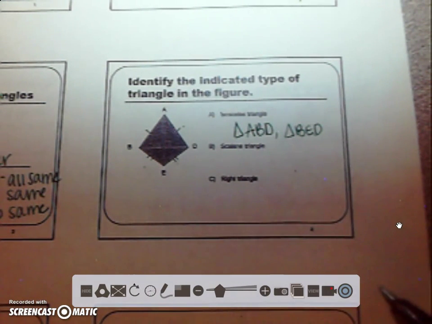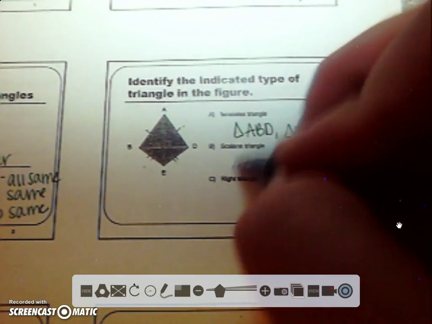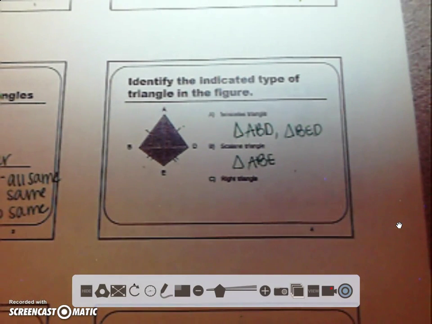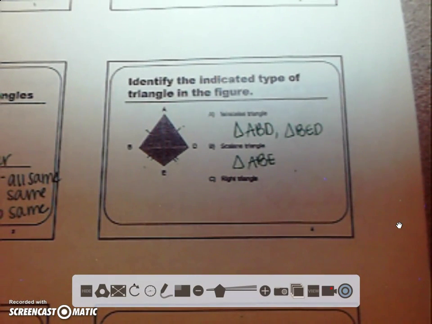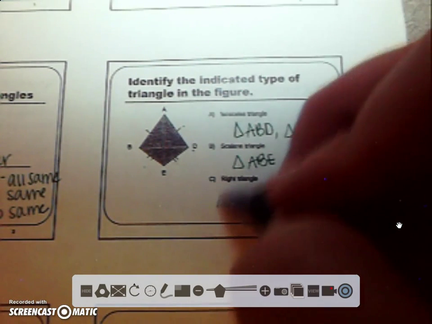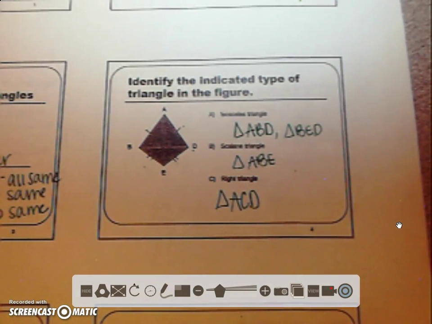A scalene triangle, an example of that, would be triangle ABE, since none of those side lengths are the same. And an example of a right triangle would be ACD, since they have a right angle in there. These are obviously not the only ones that you could pick from, but those are one example of each.